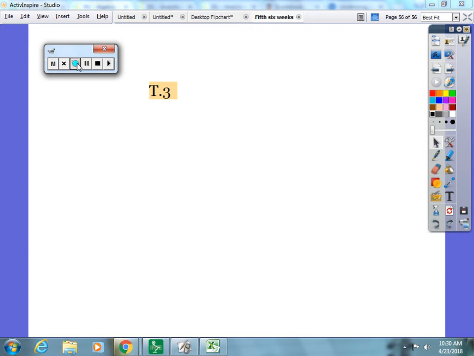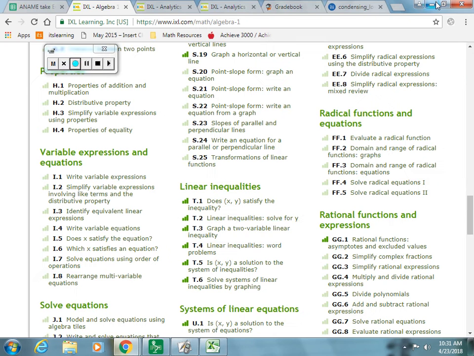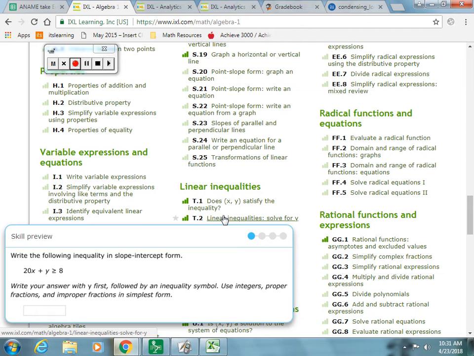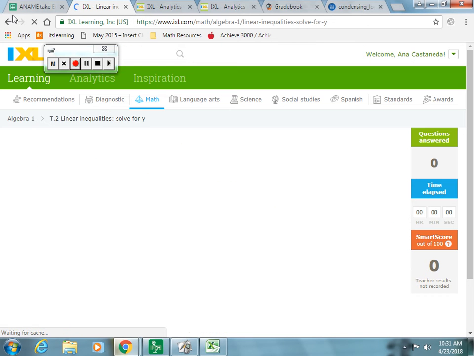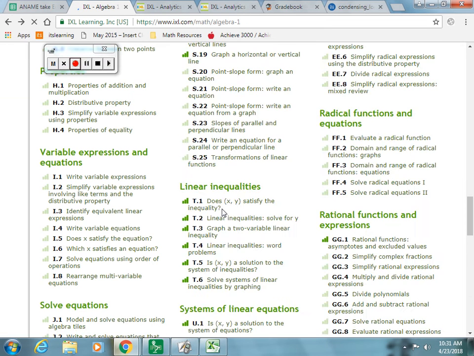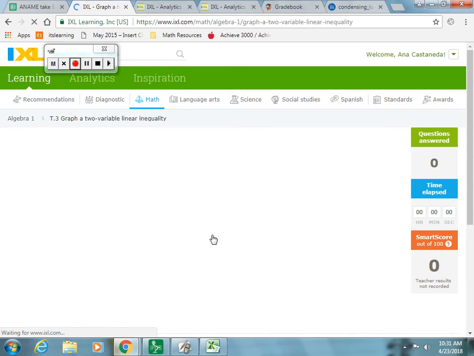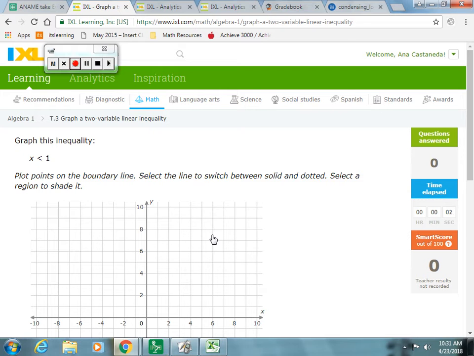Alright, so graphing inequalities for T.3. Oh, T. Yeah, just T.3. Clicked on the wrong one. Alright. Okay, so first thing I do is, well, this one's a little bit different, but that's fine.